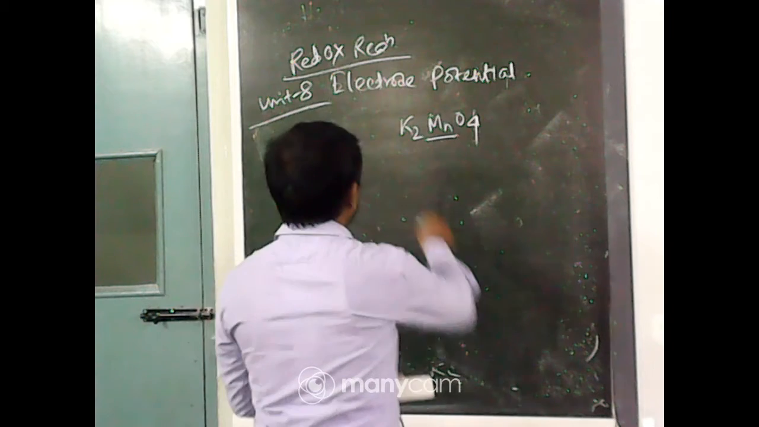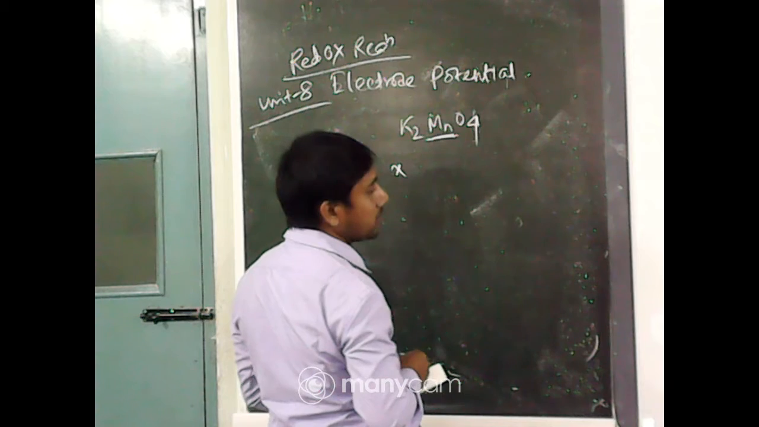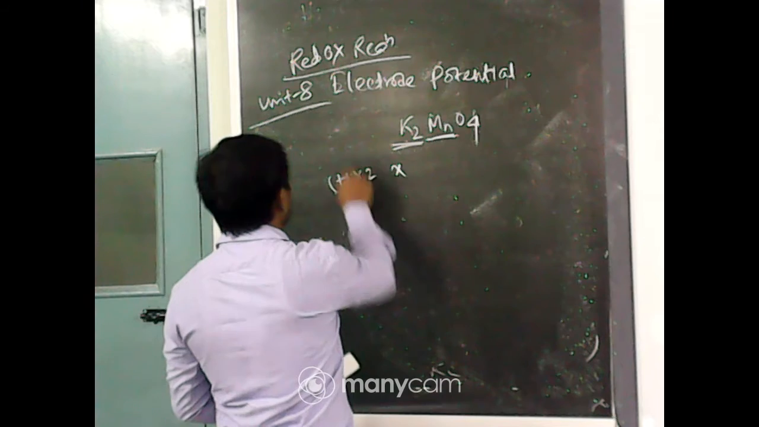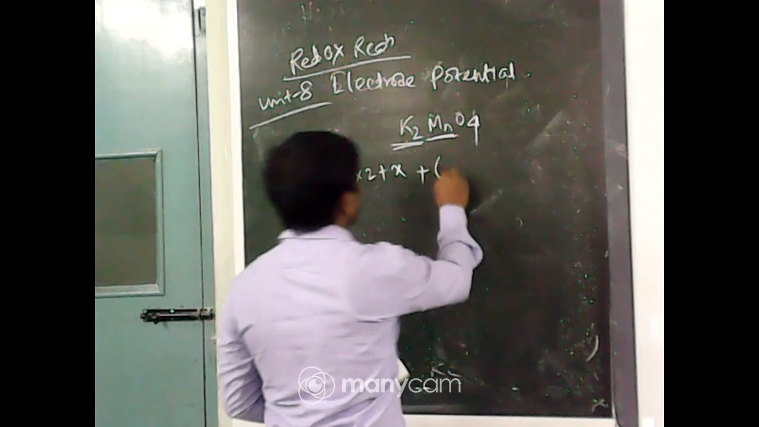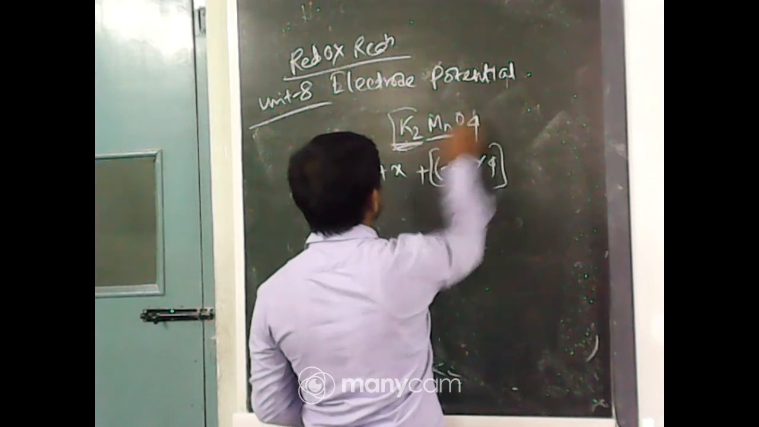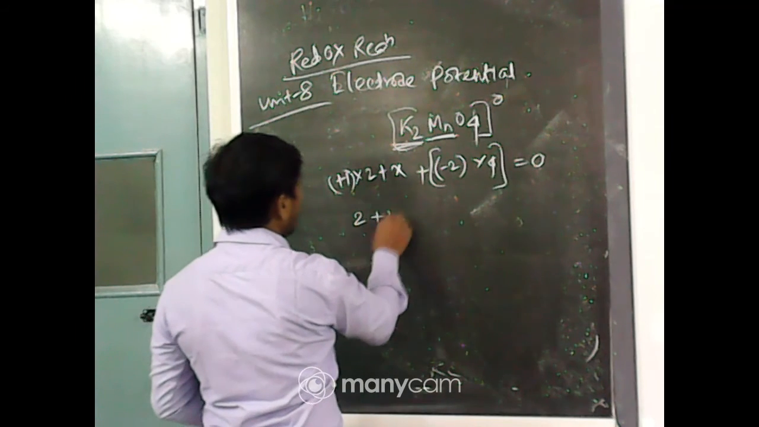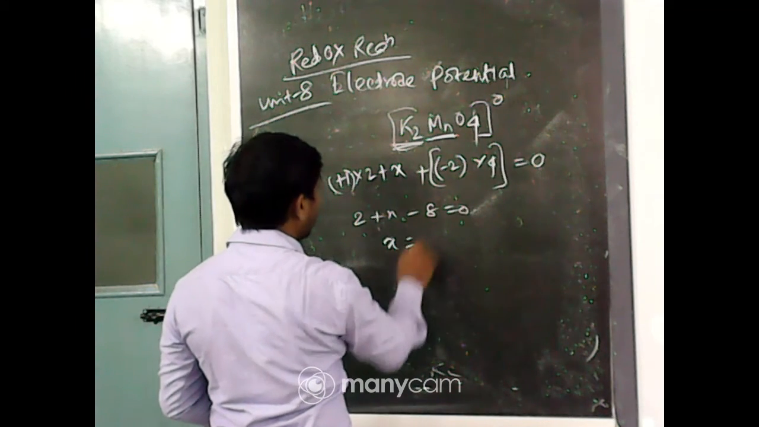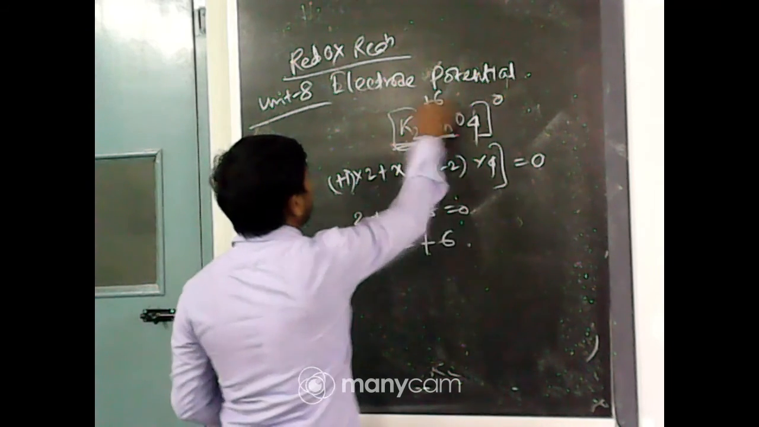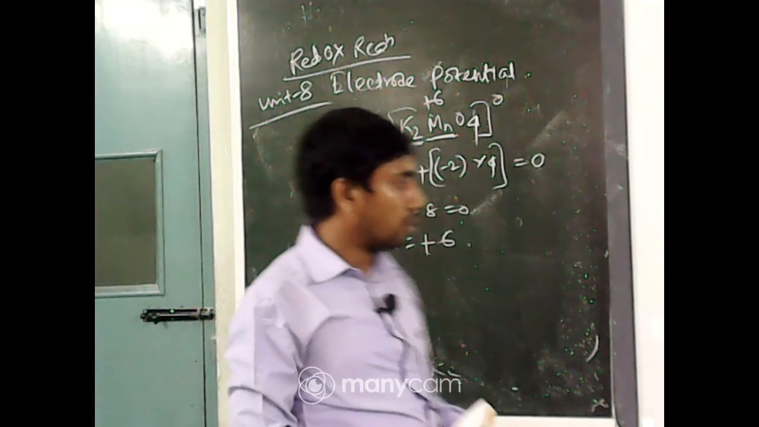The easiest method is to assume the oxidation state of manganese as X. Potassium has +1 into 2, plus X, plus -2 into 4, and there is no overall charge, so it is 0. So, 2 plus X minus 8 equals 0. So, X equals +6. So, the oxidation state of manganese is +6. Clear?